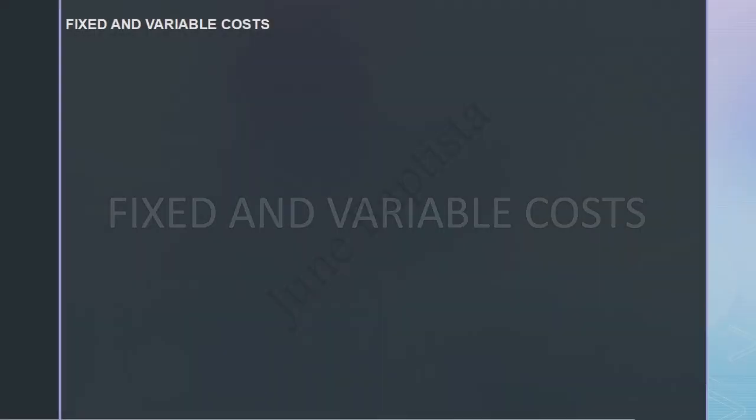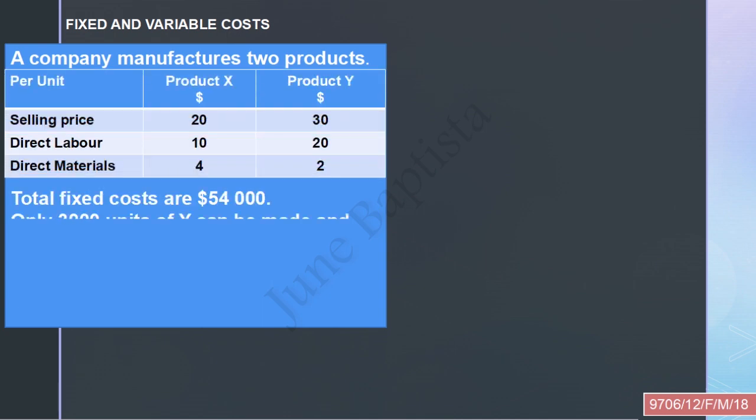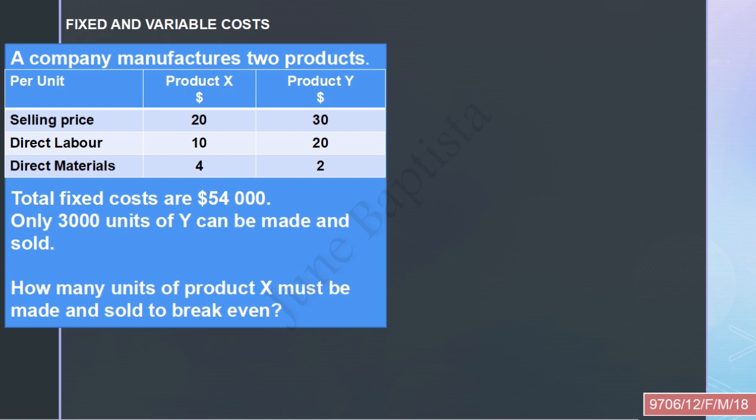Here is an interesting example on fixed and variable costs, that is in marginal costing, as per a past paper. A company manufactures two products, X and Y. Pause the video and study the information given carefully. Question: how many units of product X must be sold to break even?